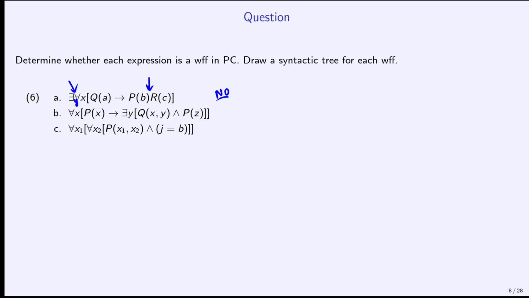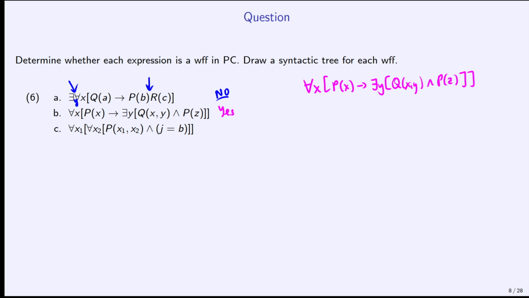So A is not well-formed. B is well-formed. So let's draw this one out. We have for all x, Px arrow exists a y such that Qxy and Pz. And we have 2 outer brackets.